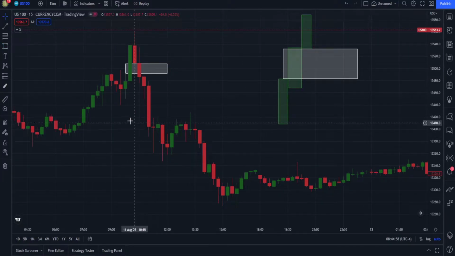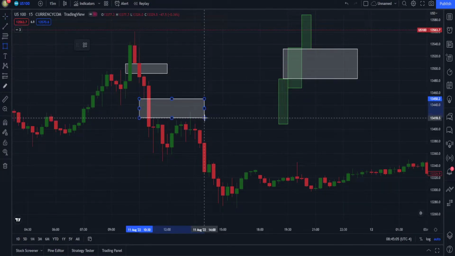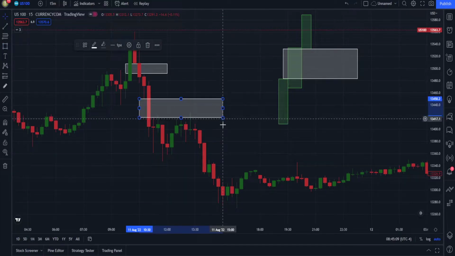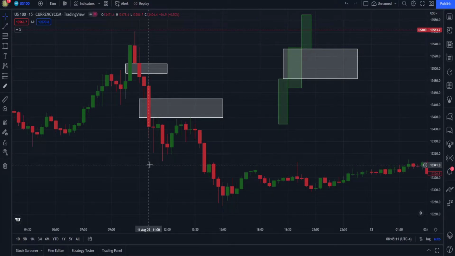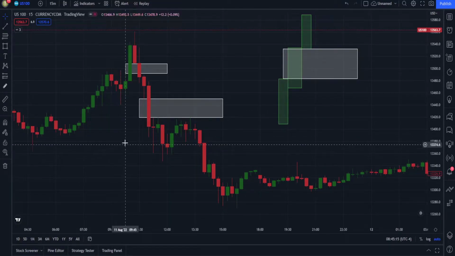So you're not only looking for the gaps, okay? This is just the first step. Look for the gaps, okay? Look for the 15-minute gap. Alright? Okay. Now that you know where the gaps are, let's take a look.